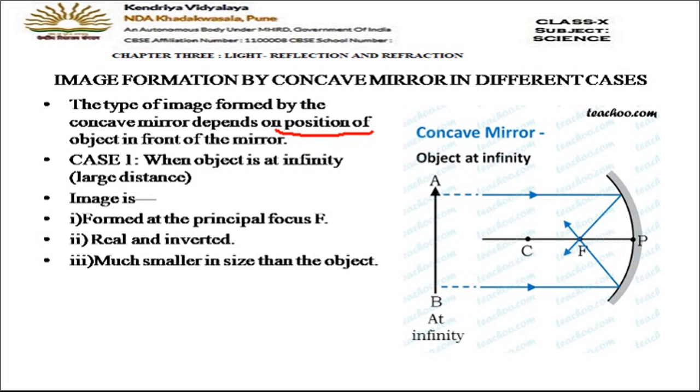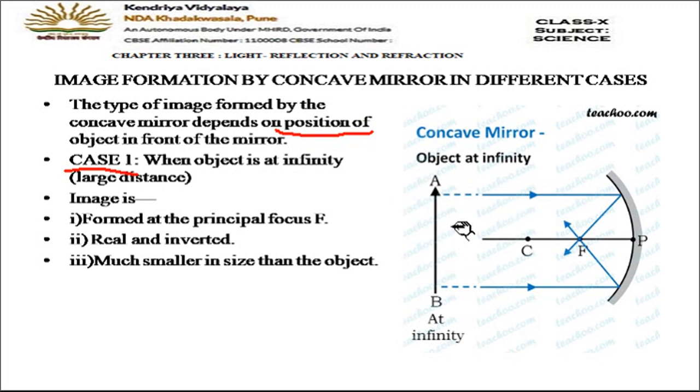So let's study case number 1. Now we are studying case 1. What is case 1? Let's see. When the object is at infinity. In maths, you know what infinity is, something which cannot be reached, some point where we cannot reach. So here also infinity is a large distance, a large distance meaning where you cannot show the object. The object is at a very far position, a very large distance from the mirror.